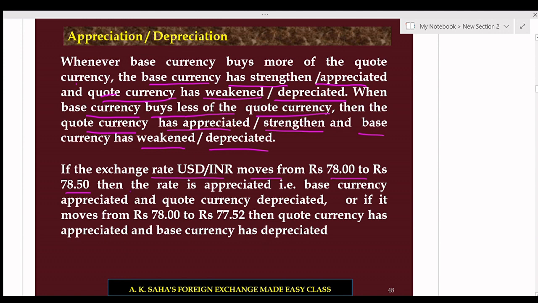If the exchange rate of USD INR moves from rupees 78 to rupees 78.50, then the base currency has appreciated and the quote currency has depreciated. Or if it moves from rupees 78 to rupees 77.52, then the quote currency has appreciated and the base currency has depreciated.